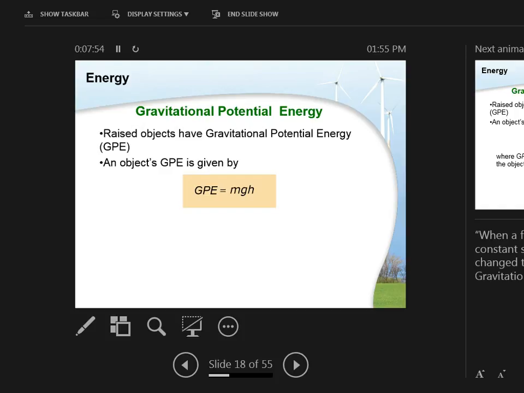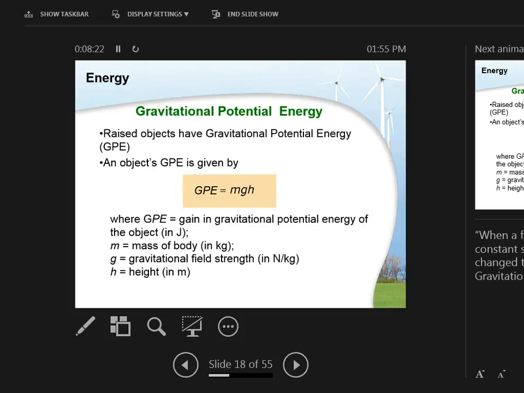It is called mgh. Guess what m stands for? Mass. So the greater the mass, greater the gravitational potential energy. What does h stand for? Height. Greater the height, greater the gravitational potential energy. What about this g over here? Okay, is your gravitational field strength or your acceleration due to gravity? How much is the value? 10. Okay, so your answer will also be in joules. In this case, they use g, gravitational field strength, newtons per kilogram.